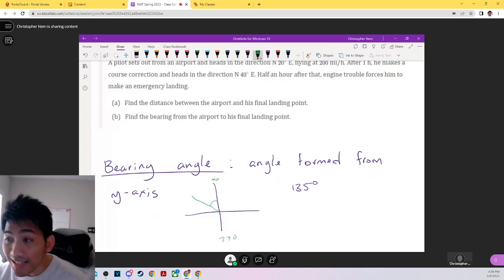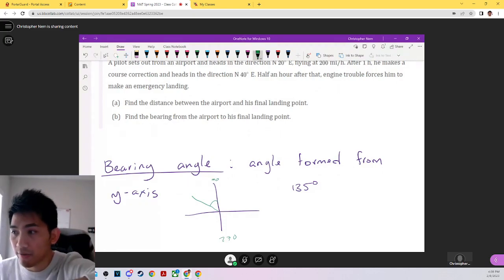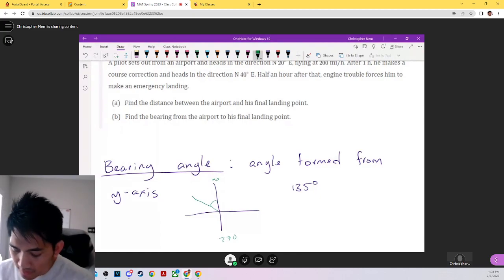When we work with planes, where these bearing problems come up, we normally work with bearing angle instead of reference angle, because it's easier to look at something that's orthogonal from the ground rather than imagining a horizontal line. That's much harder for planes to do, to see if they're leveled or not. So bearing angle is formed from the y-axis.